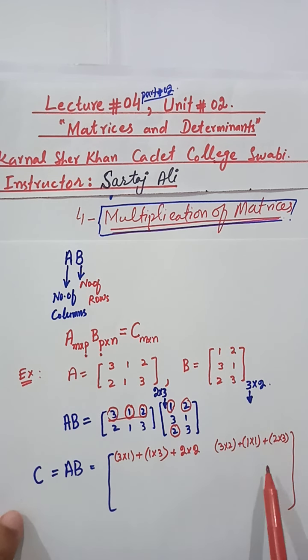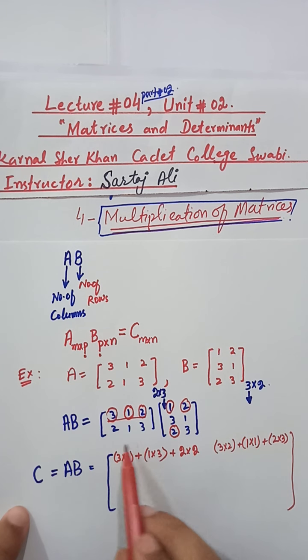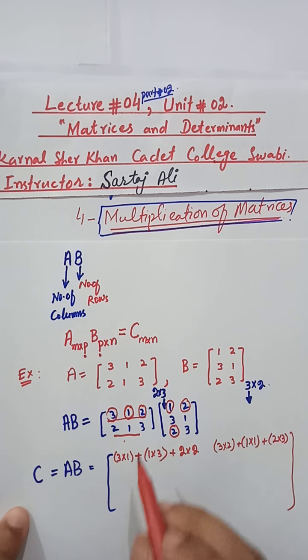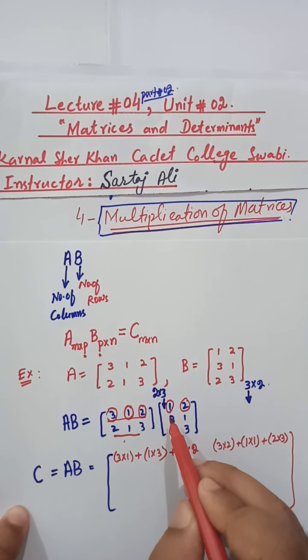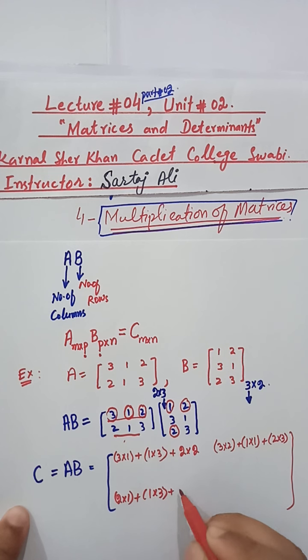Now there are no more columns, so you will switch to row number 2. Row number 2 will be multiplied with column number 1. So you will multiply the first element of the second row with the first element of the first column. So 2 will be multiplied with 1. Similarly, 1 will be multiplied with 3. Then you will put a plus sign. 3 will be multiplied with 2.